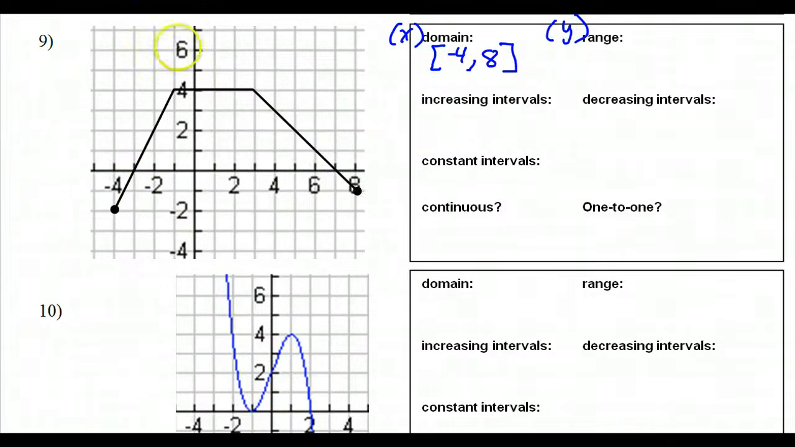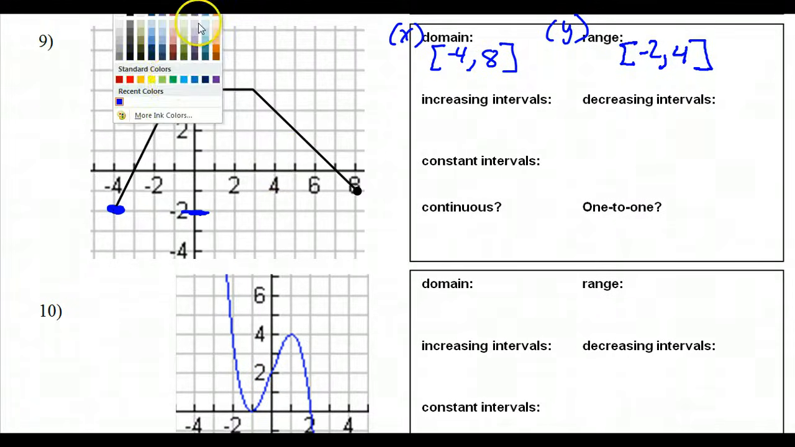The low. This is the lowest point on the graph. It is at a y value of negative 2. Okay, so negative 2. This is the highest part of the graph. It's at 4. So there's my range.